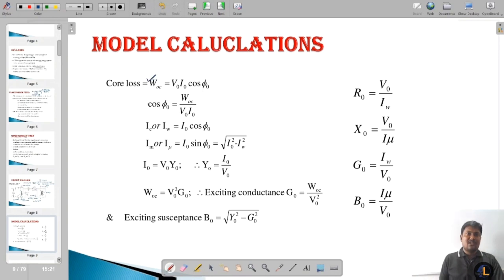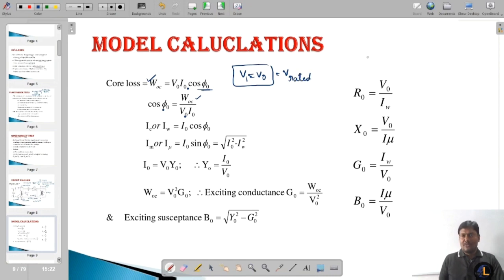So from these core losses, V1 I naught cos phi naught, where V1 is the low voltage rated voltage, and cos phi naught is equal to W_OC by V naught I naught. So here V1 is equal to V naught, the rated voltage, V rated, all are the same here.